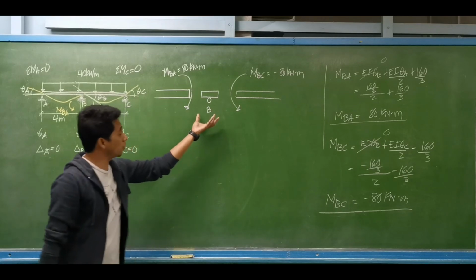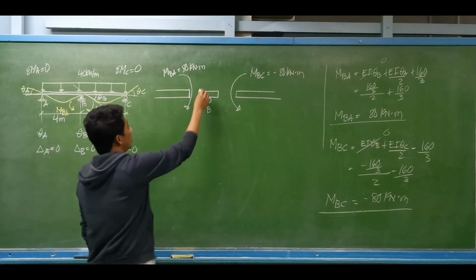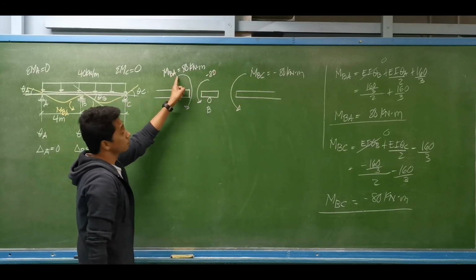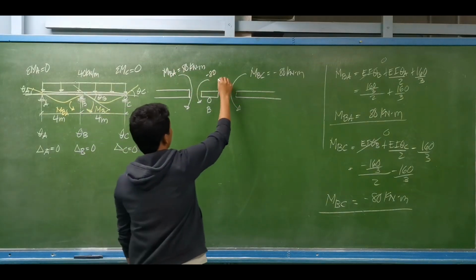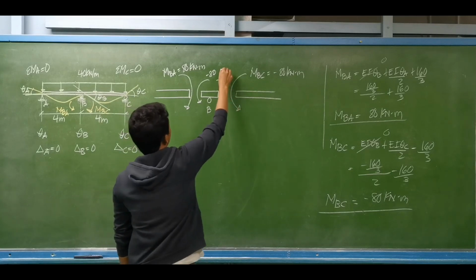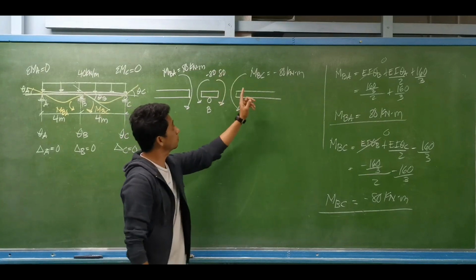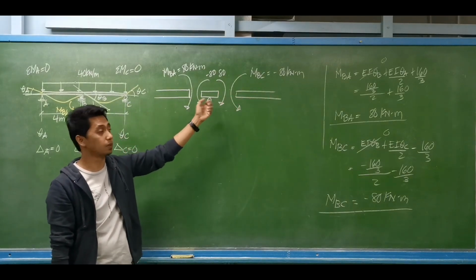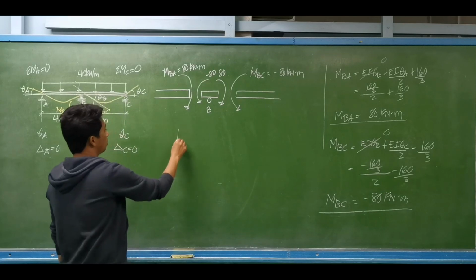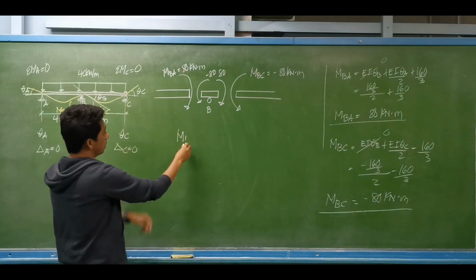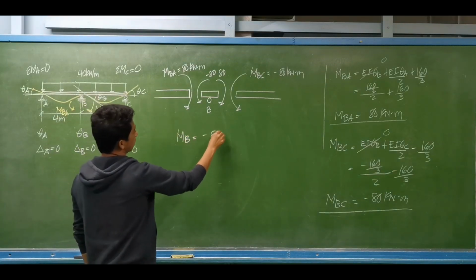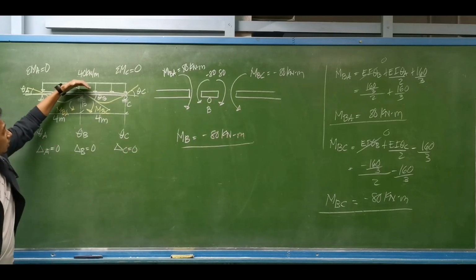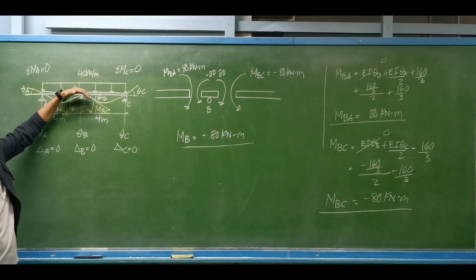But actually for equilibrium, supposedly we have here a negative 80 kilonewton meter against the BA, and we have a clockwise moment of 80 against BC, which is the negative 80 kilonewton meter, for equilibrium. Therefore, our actual moment at joint B is a negative bending moment. The actual moment is negative 80 kilonewton meter. That is a negative bending moment since the bend opens downward.